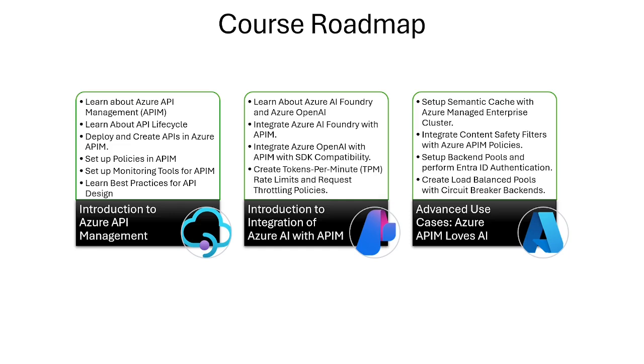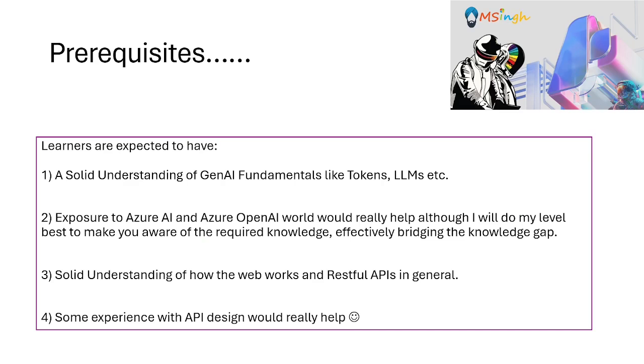Then we'll move on to the third part of the course, which is all about discovering and unlocking the secrets of some advanced use cases. And I like to call this part of the course Azure API Management Loves AI. In this part of the course, we'll take a look at how you can set up semantic cache with Azure Managed Enterprise Cluster, integrate content safety filters with Azure API Management policies, set up backend pools, and perform Entra ID authentication, and also take a look at how you can create load balanced pools with circuit breaker backends.